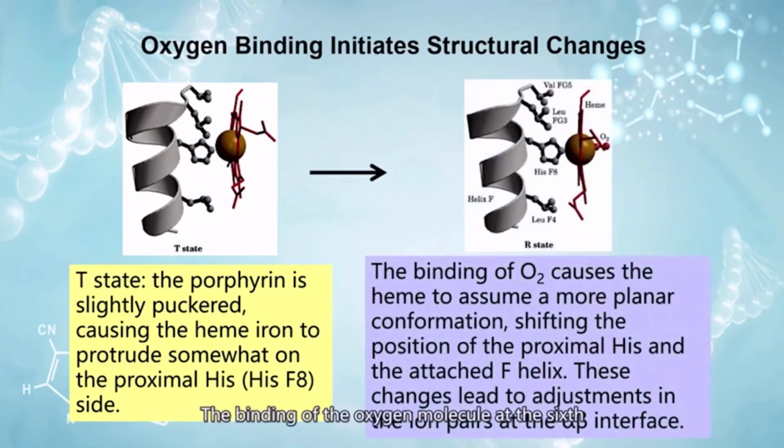The binding of the oxygen molecule at the sixth coordination site of the iron atom substantially rearranges the electrons within the iron so that the iron becomes effectively smaller, allowing it to move into the plane of the porphyrin, which turns into a more planar conformation. The movement of the iron brings the proximal histidine and the attached F helix toward the porphyrin ring. These changes lead to adjustments in the ion pairs at the alpha-beta interface. In this process, some of the ion pairs that stabilize the T state are broken and some new ones are formed.